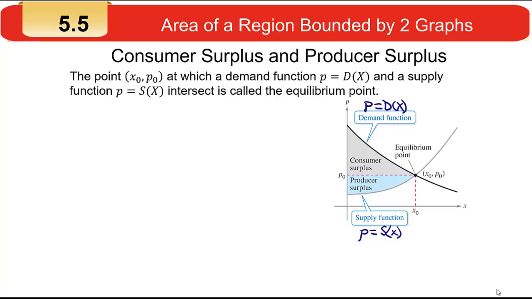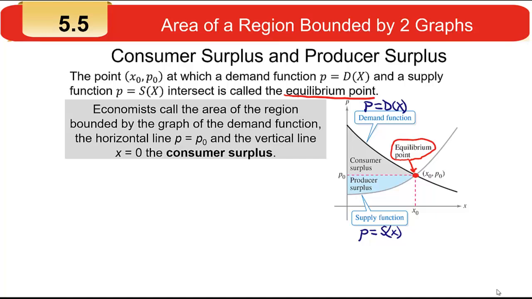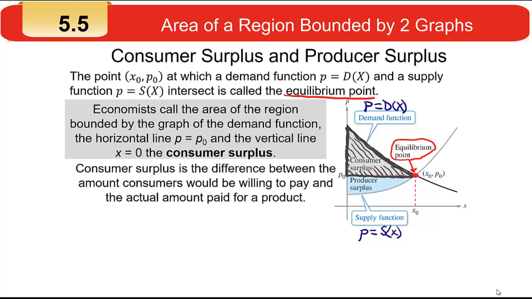But anyway, if you've got the demand curve for a product and the supply curve, the point they intersect is called the equilibrium point. Economists call the area of this region bounded by the demand function and the horizontal line where P is equal to P0, they call that the consumer surplus. On the graph, it's that region I've just shaded in or hatched in.